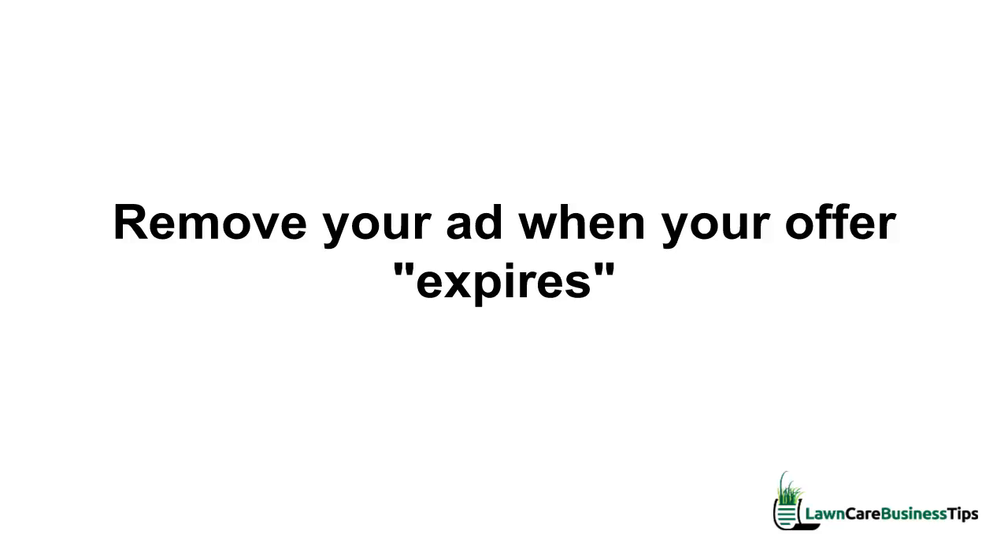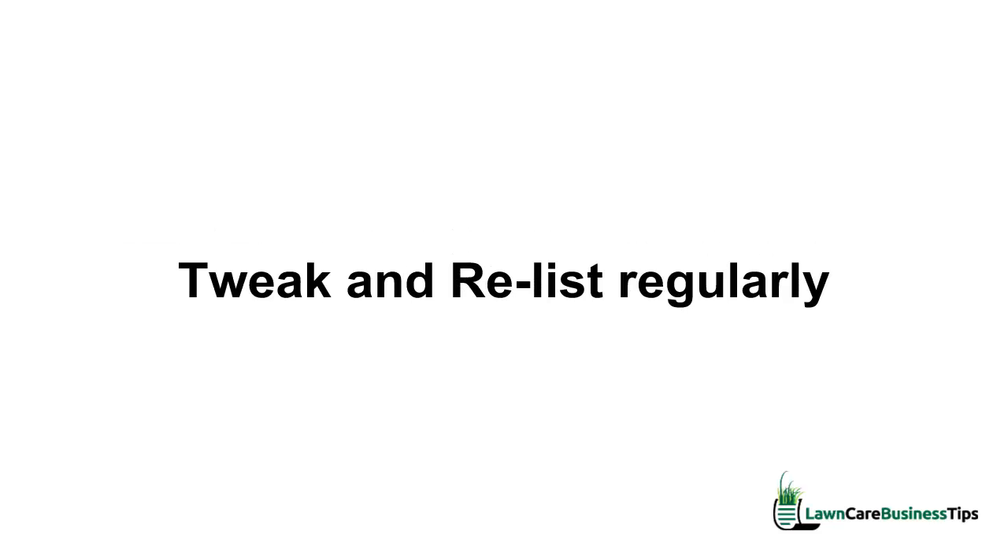Remove your ad when your offer expires. So my ad expires on May 27th. On May 27th, I'm going to stop the ad and turn it off. And then on my iPhone, I'm going to set a date, maybe June 2nd, and then I'll turn the ad back on and I'll tweak it and I'll make a new offer and I'll make the end date. If I started on June 7th, I'll make the end date maybe June 15th. I'll just go out 7 days.